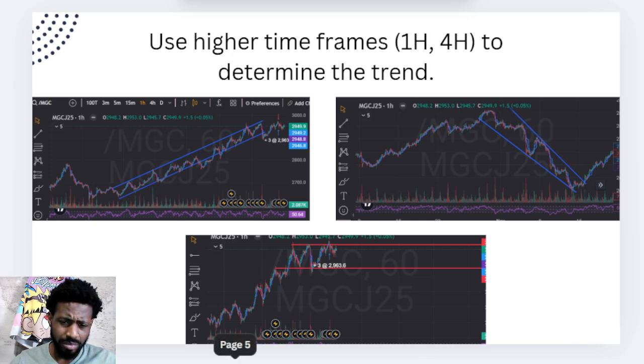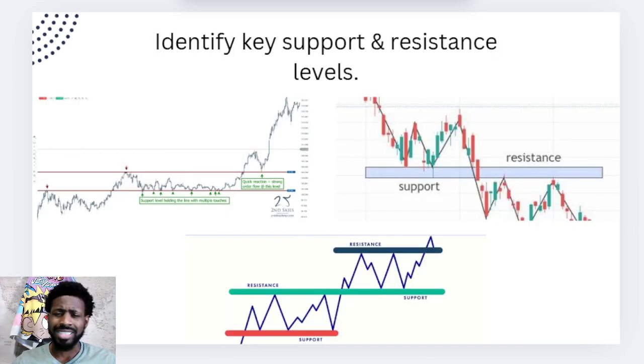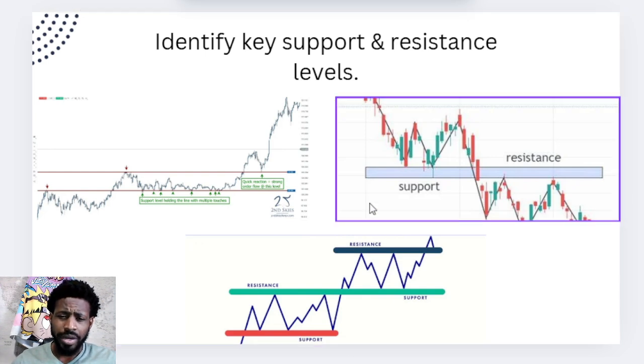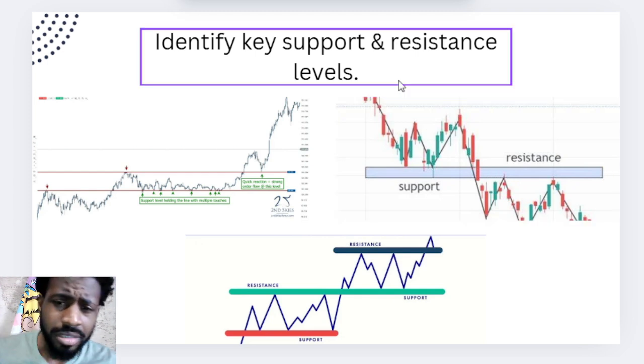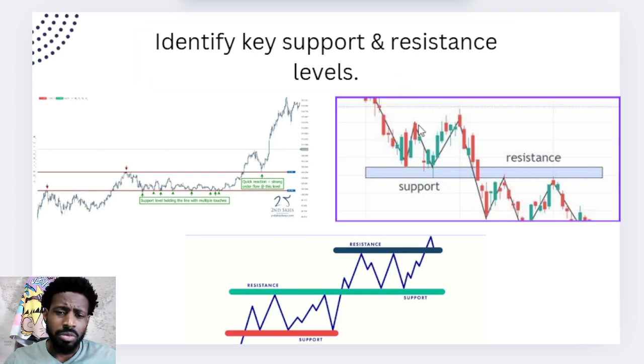The next one is identifying the key support and resistance. Like I told you, you never know. Let's say you're looking at the 1 hour right here and it's going up. You don't know if it's hitting a double top and could reverse down and hit the support. You never know. But the goal right here is identifying the support and resistance levels.